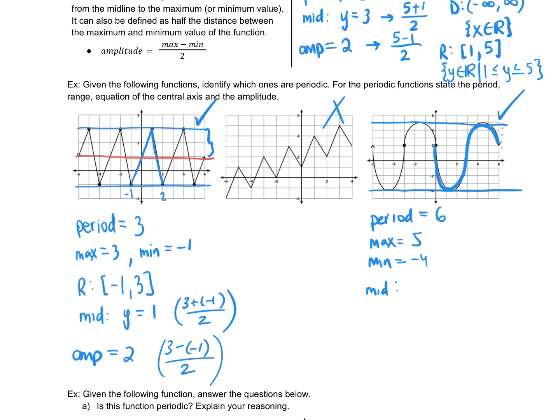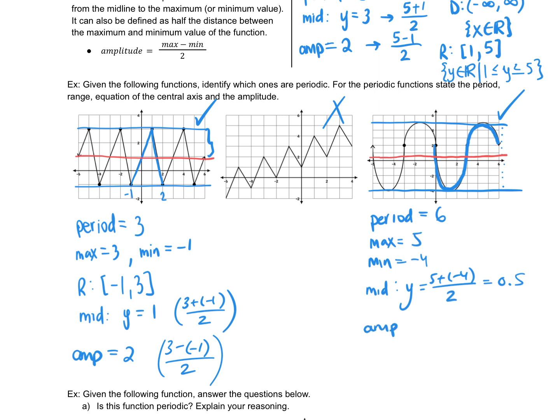1, 2, 3, 4, 5, 6, 7, 8, 9. Half of that would be 4.5, so we're going 4.5 away from the max or the min. So I have a feeling it's going to be at around 0.5, but if we're not sure, let's average our numbers to find the middle. 5 plus -4 is 1, and when we cut that in half, there's the 0.5 that I was predicting.